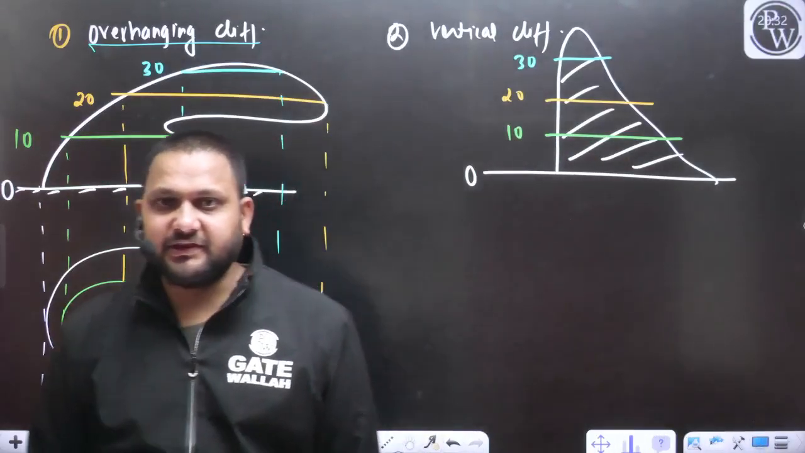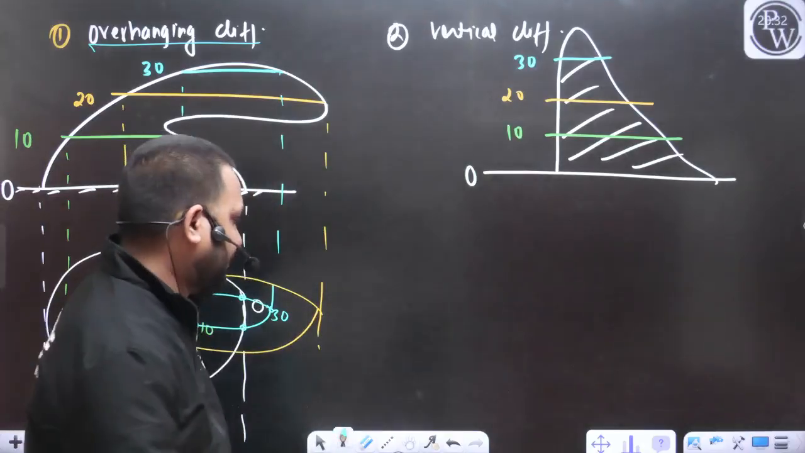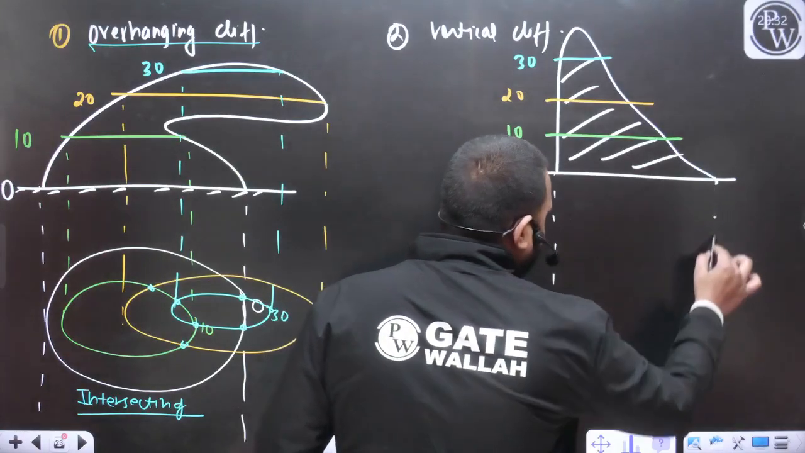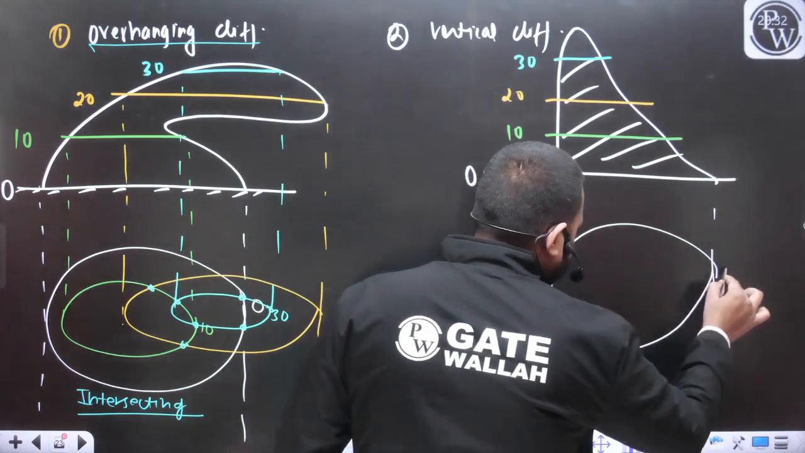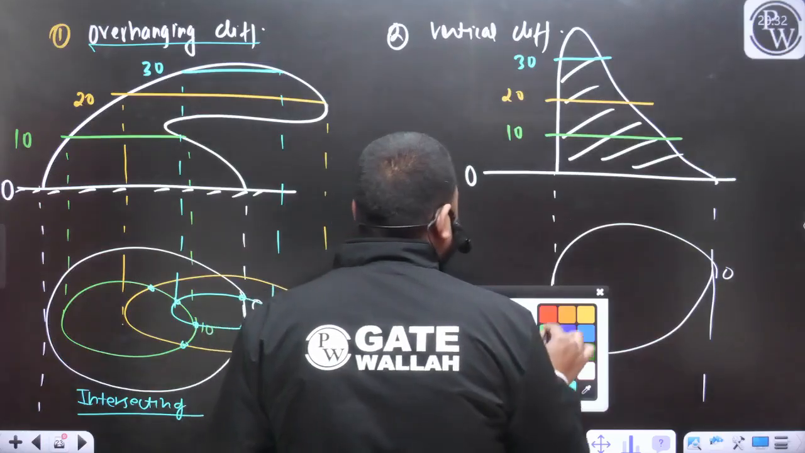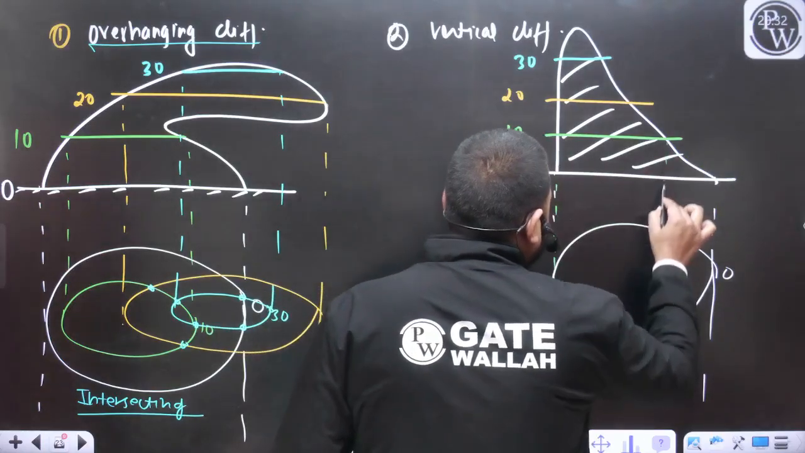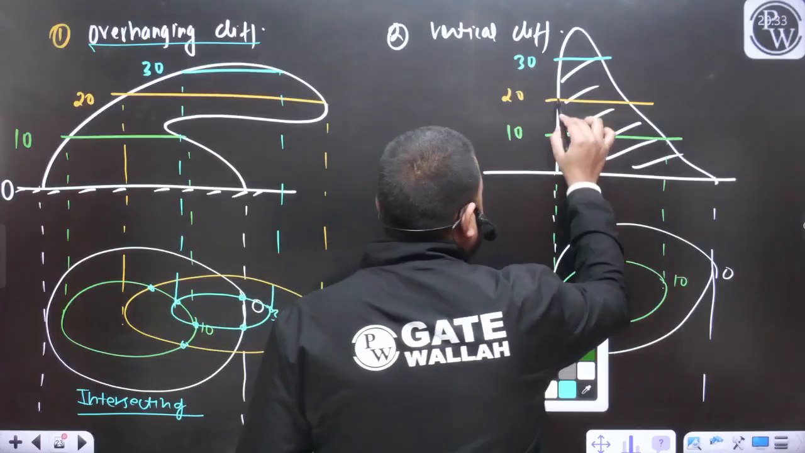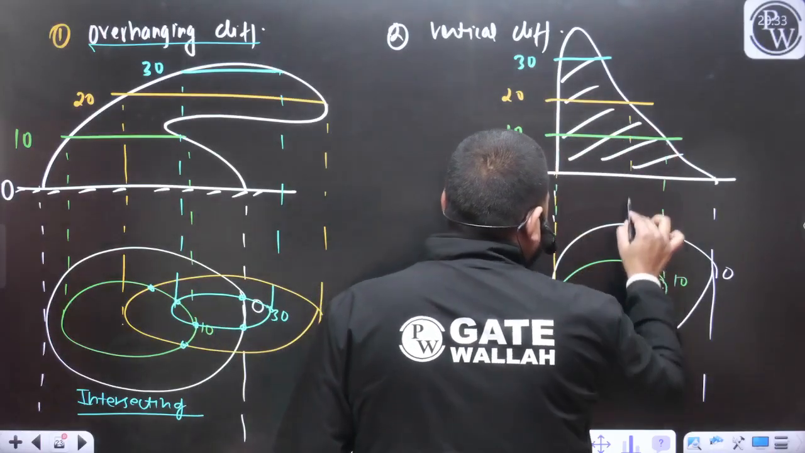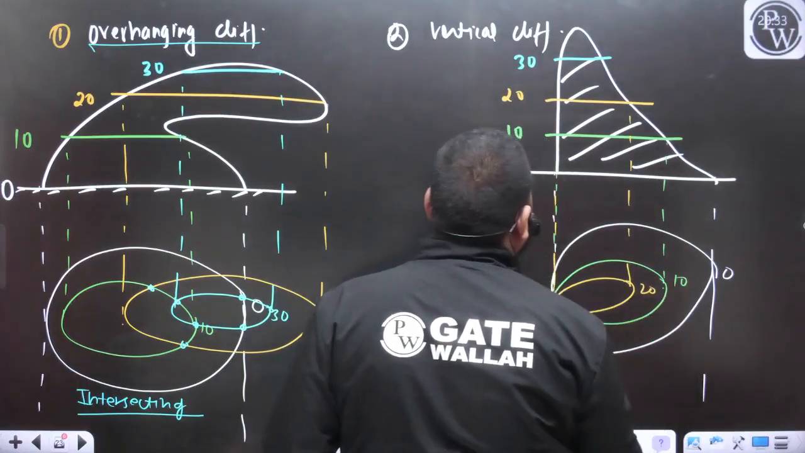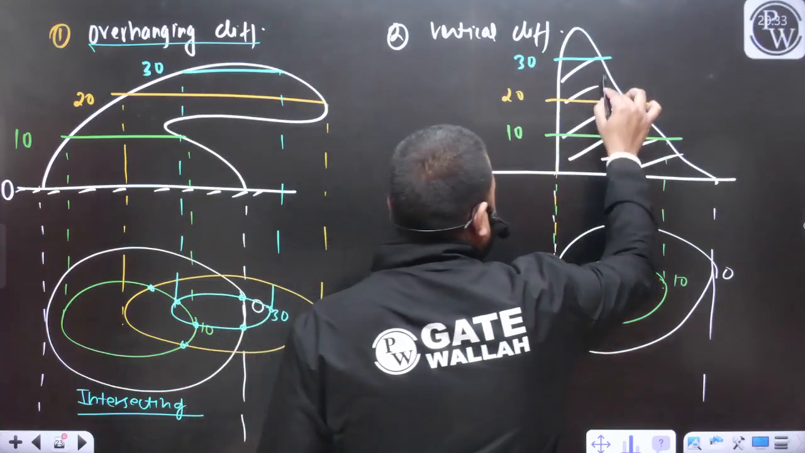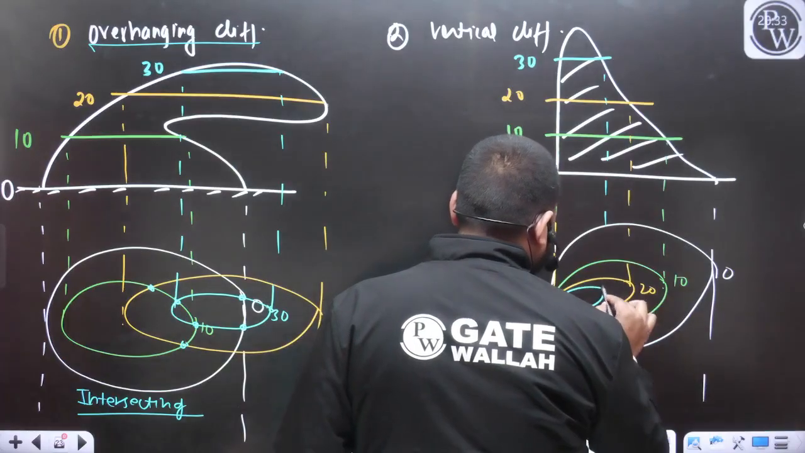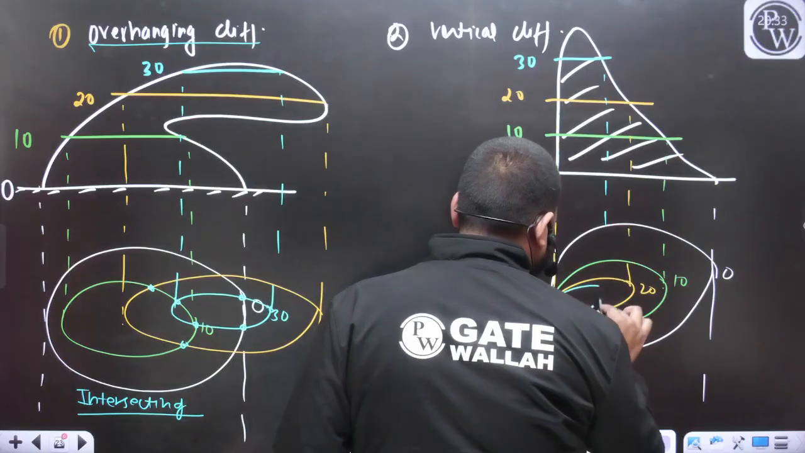Clear. Now we will see the example of the vertical cliff. Let's say I am trying to draw the contour map for this feature. So this is going to be the contour of 0. This green one is going to be the contour of 10, this yellow one is going to be the contour of 20, and this one is going to be the contour of 30.